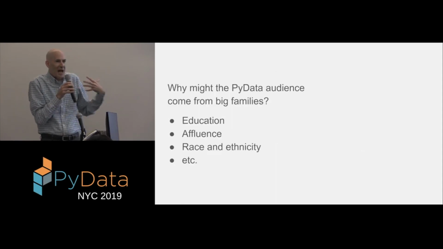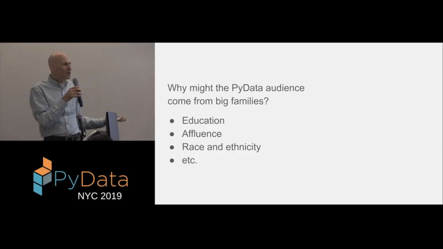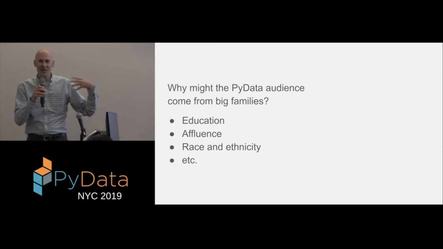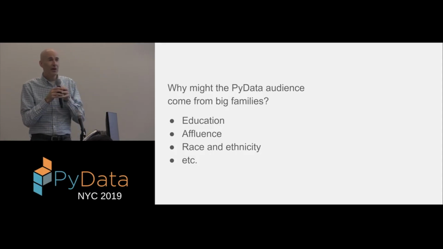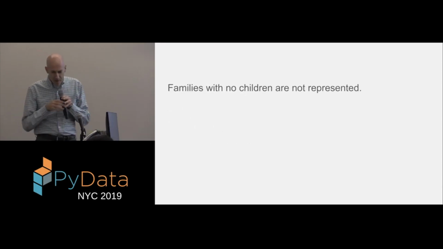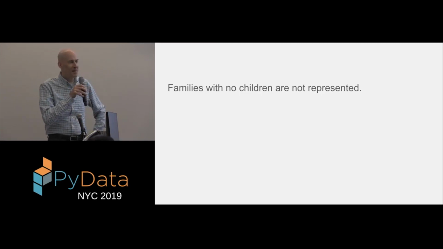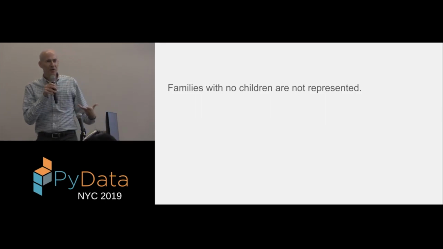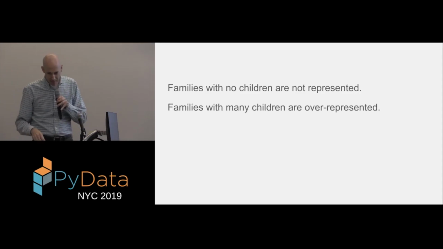And we could start to ask why. And you might think, well, it's an affluent group, it's a well-educated group, we could think about race and ethnicity. All of those things might be true, and that might make the average higher or lower, but there's one other really big factor that's in play here, which is if you come from a family that has no children, you're not here. So families with 0 children are not represented in this room, and actually it's worse than that.